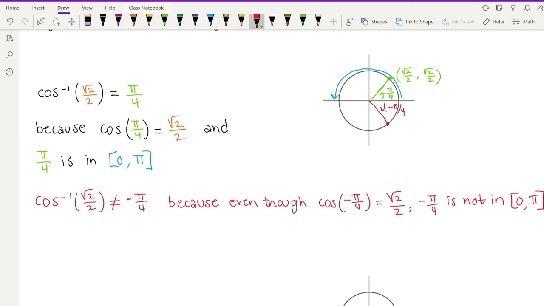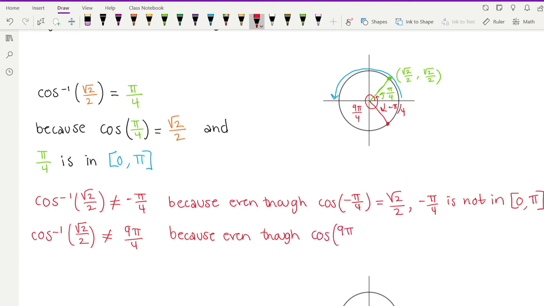Just to give one more example, another angle that would not work is if you were to go all the way around and back like that. That would be the angle 9 pi over 4, right? Because 8 pi over 4 would be 2 pi, and 9 pi over 4 would be an extra pi over 4. So that one also seems tempting, but it is not true that inverse cosine of root 2 over 2 is equal to 9 pi over 4. Even though it is true that cosine of 9 pi over 4 is equal to root 2 over 2, 9 pi over 4 is not in the correct range of angles.